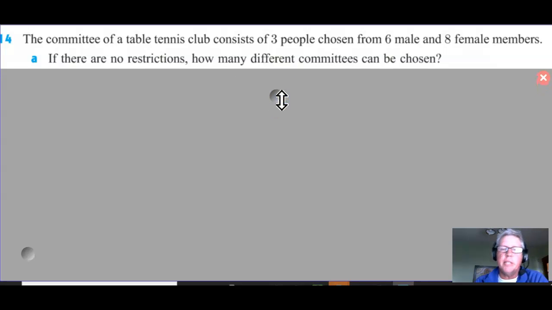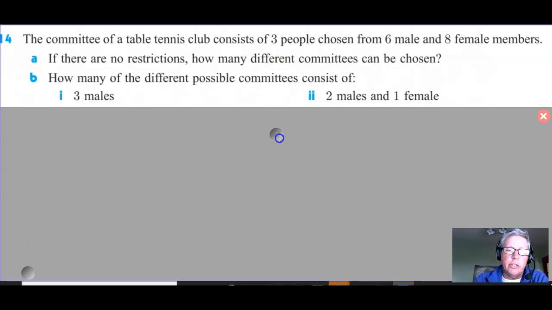All right, the Committee of Table Tennis Club consists of 3 people chosen from 6 males and 8 females. How many different? Well, there are 14 people, if it doesn't matter, and we're just doing 14 choose 3.